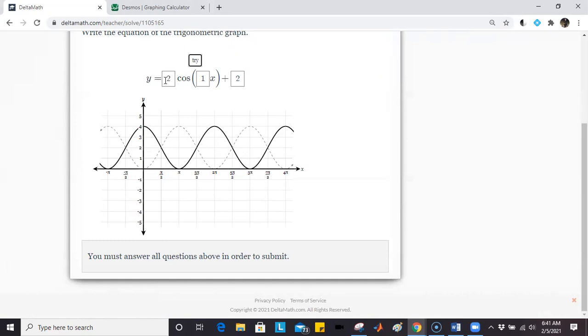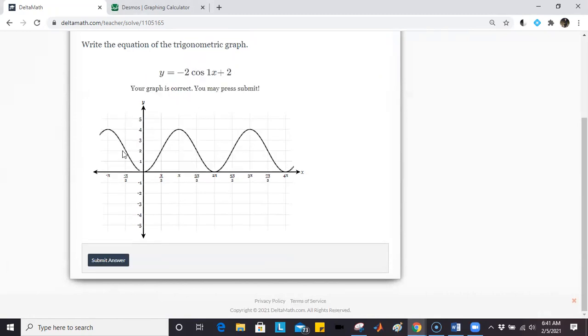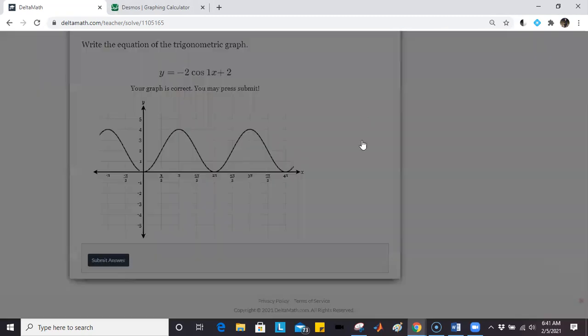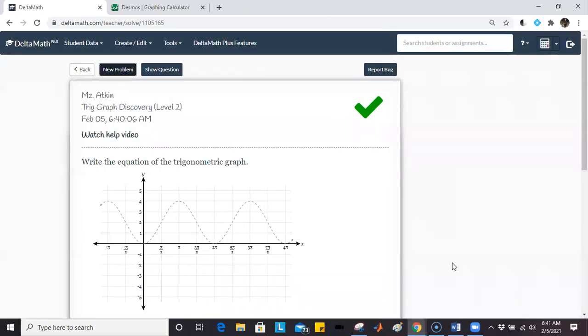How did we do that when we were on Desmos? Did we put a minus there? Yes, we did. That is exactly what happened. We needed it to flip, so we put a minus out in the very front. Awesome. Yeah, Desmos, give me some points. All right, great job, guys. That is how we do some trig graph discovery level 2.